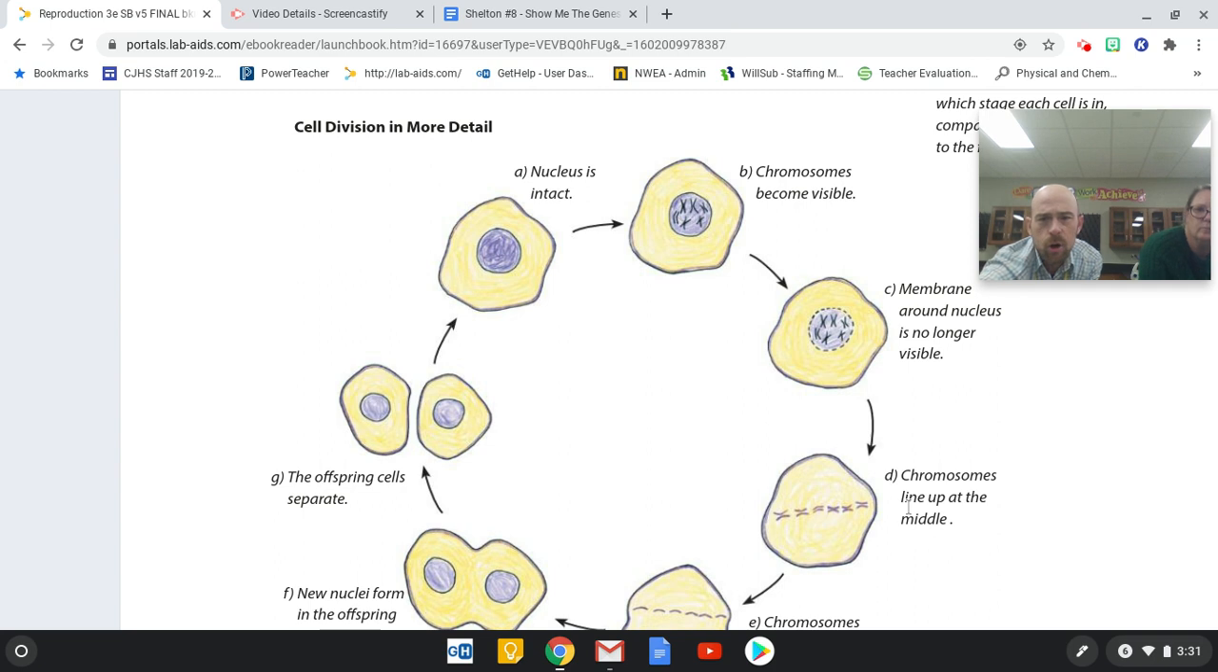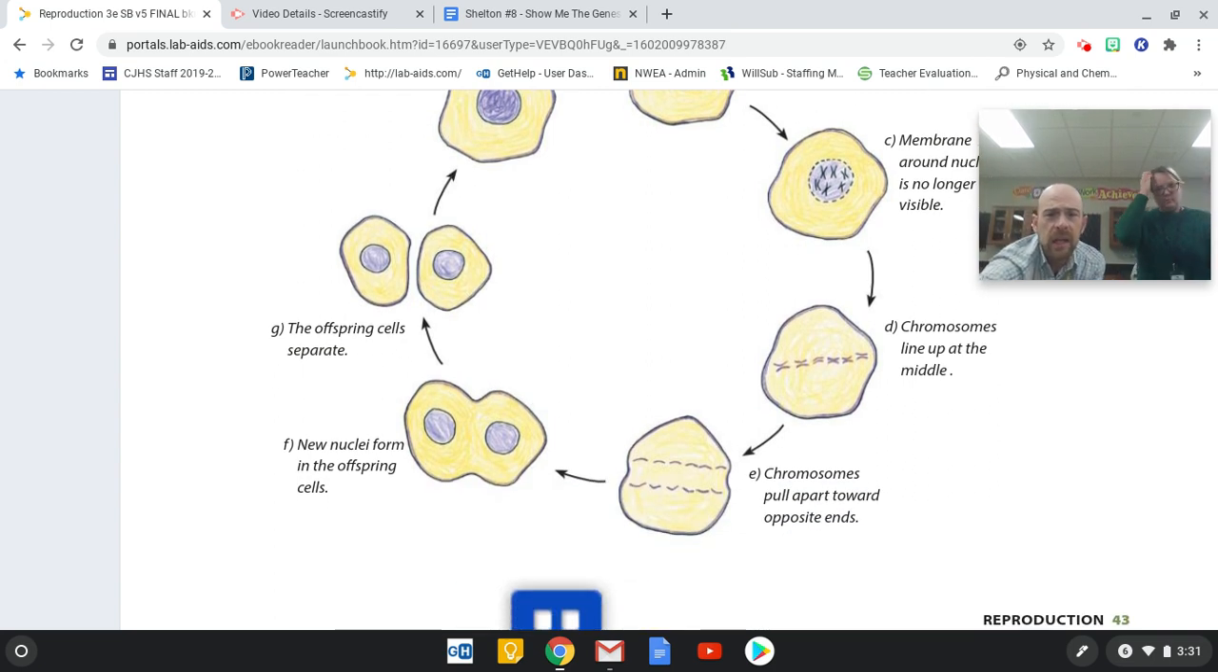And D, chromosomes line up in the middle of the cell. So this happens in every cell, every time a new cell is growing, okay? And then in E, chromosomes pull apart towards the opposite ends. So these separate into two single file lines. And in F, new nuclei form; nuclei is plural for nucleus, so two nuclei form in the offspring cells. And then finally, the offspring cells separate.